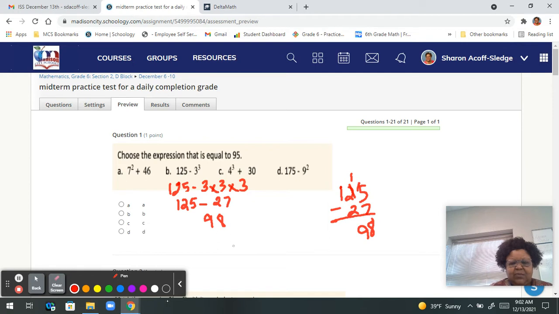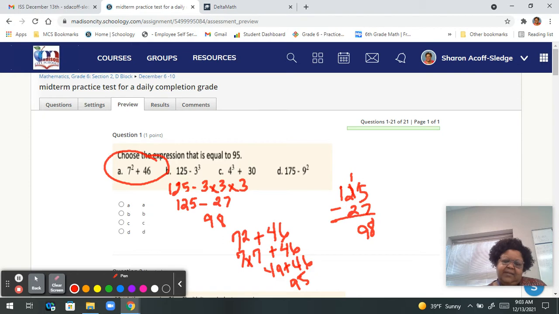7 squared plus 46. Now 7 squared, or 7 to the second power, is not 7 times 2. It is actually 7 times 7, plus 46. So that's 49 plus 46. And if you add them together, that's 95. So that would actually be the correct answer.